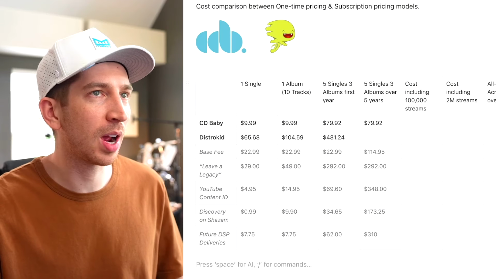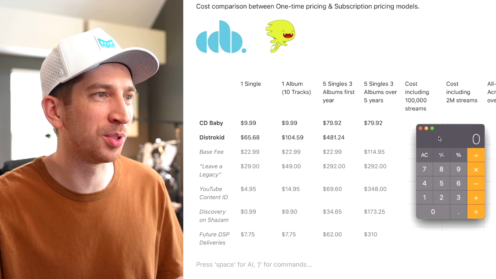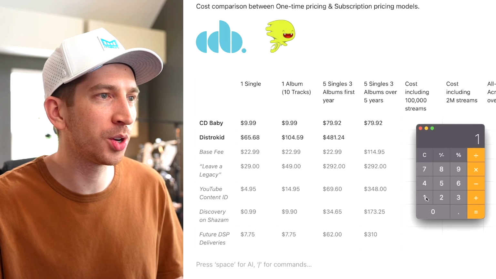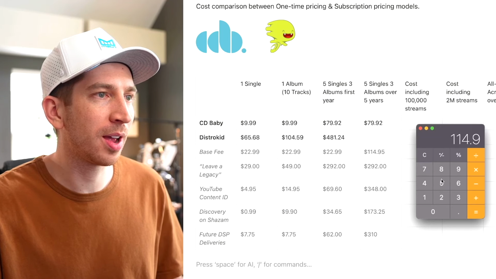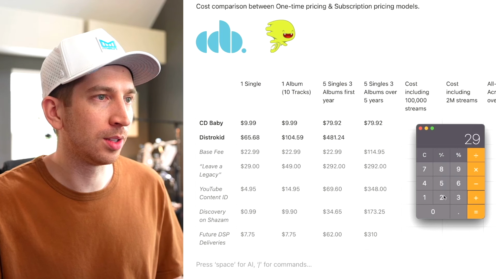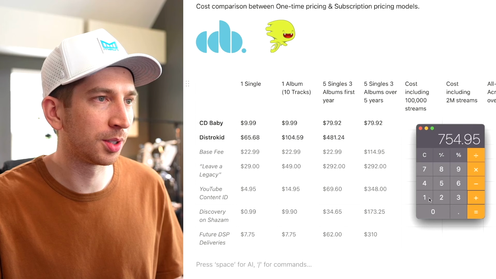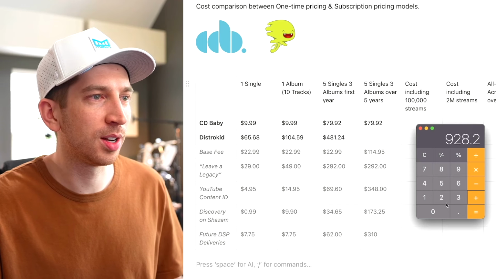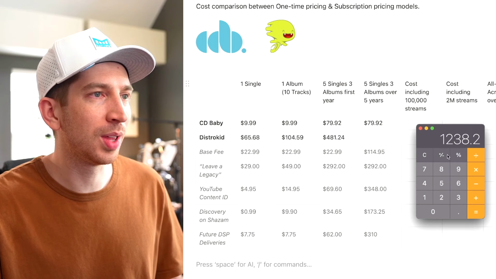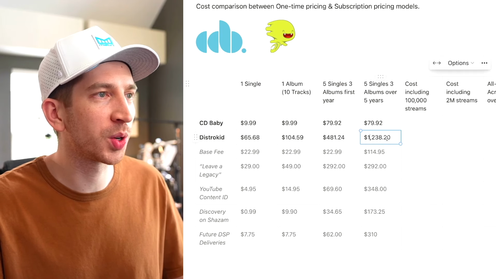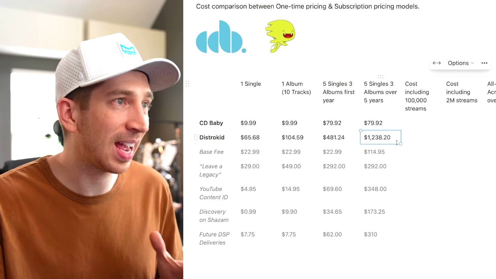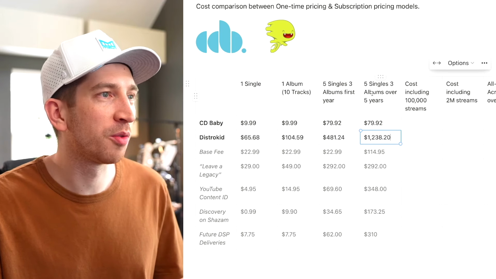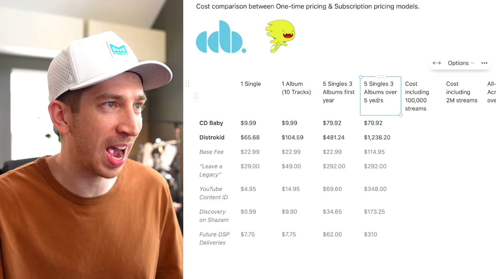But let's figure out what this adds up to. So we have 114.95 plus 292 plus 348 plus 173.25 plus another 310. So that equals $1,238.20 over 5 years for our same 5 singles and 3 albums.